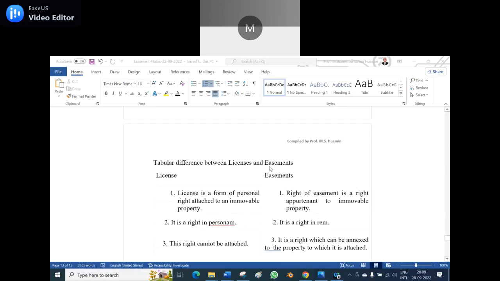Now let us see the tabular difference between the license and easement. Later on we can see the license, easement and lease. Is it clear? Participants, are you hearing us? Say yes.